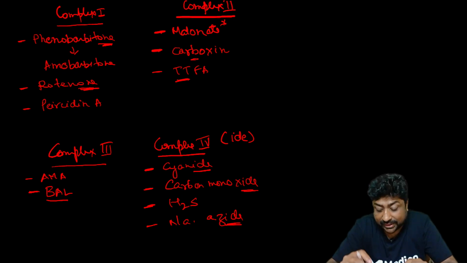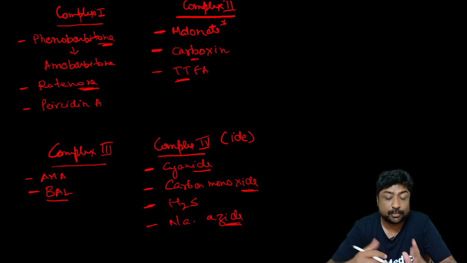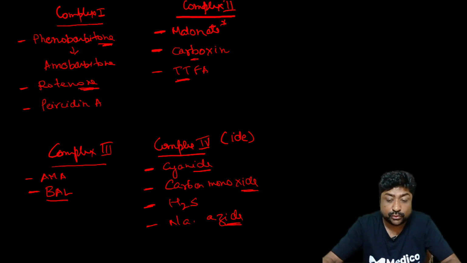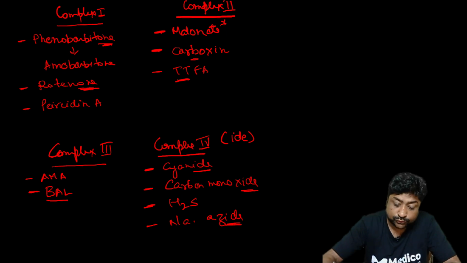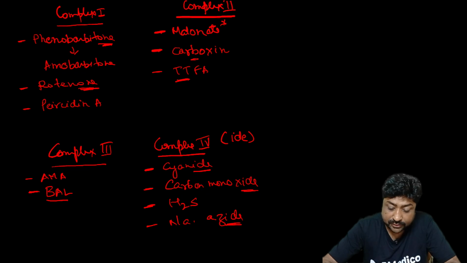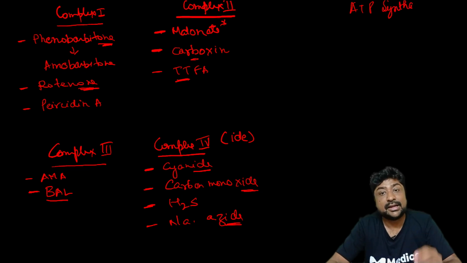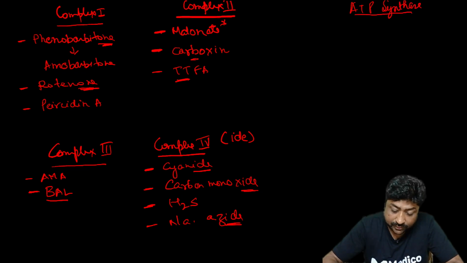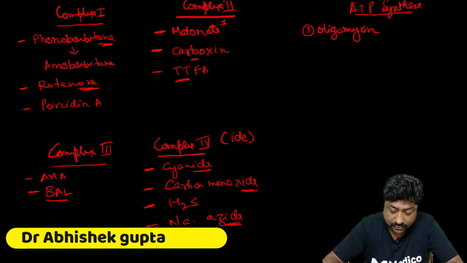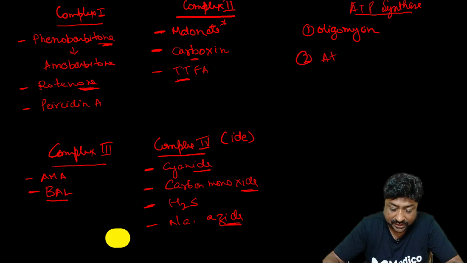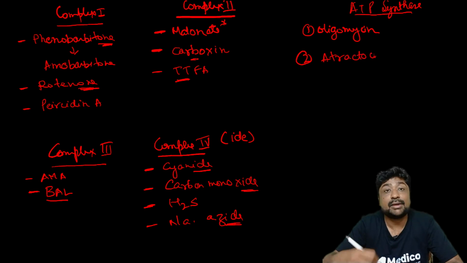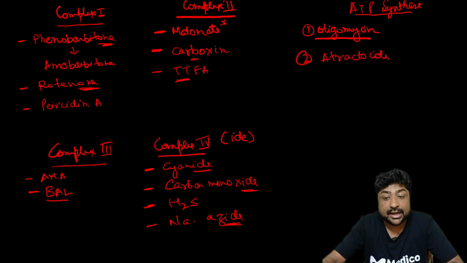So these are about complex inhibitors, complex 1, complex 2, complex 3, complex 4. Apart from this, again from electron transport chain, you have to know two other important inhibitors. So the first is ATP synthase. There are two inhibitors which will inhibit ATP synthesis. The first one is oligomycin and the second one is atractoside.